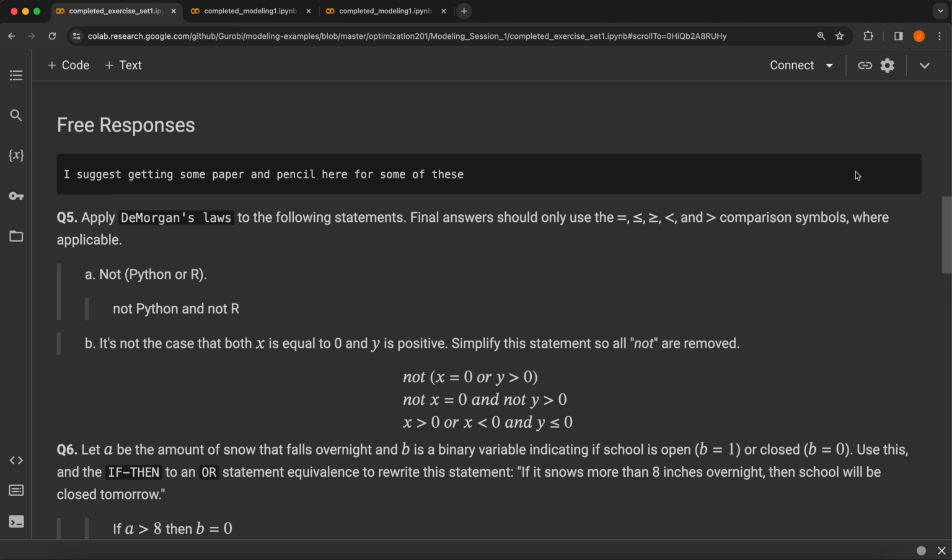Let's distribute the not and change the and to an or. So we have not x is equal to 0 or not y is positive. When something is not equal to 0, it is either strictly positive or strictly negative. And if something is not greater than 0, that means it is less than or equal to 0. So that's how we end up with our final answer here.